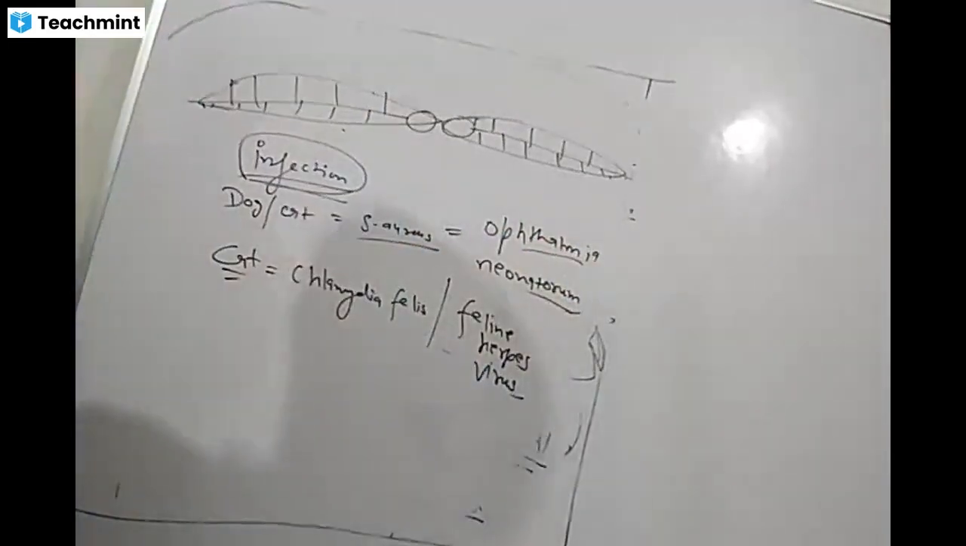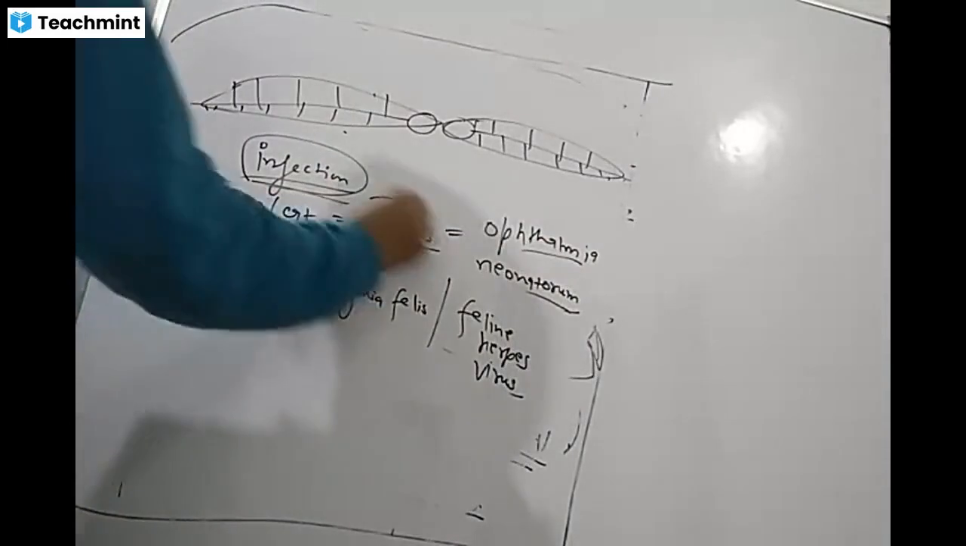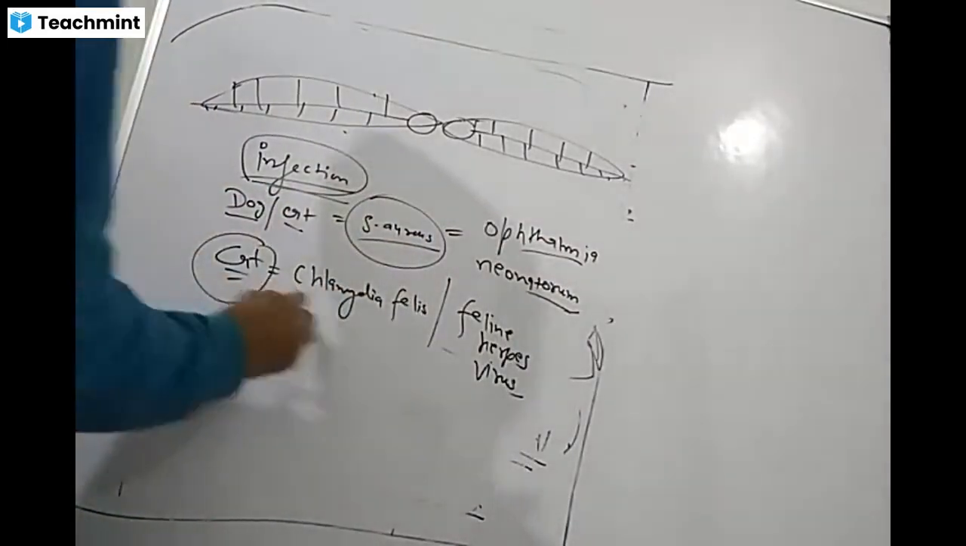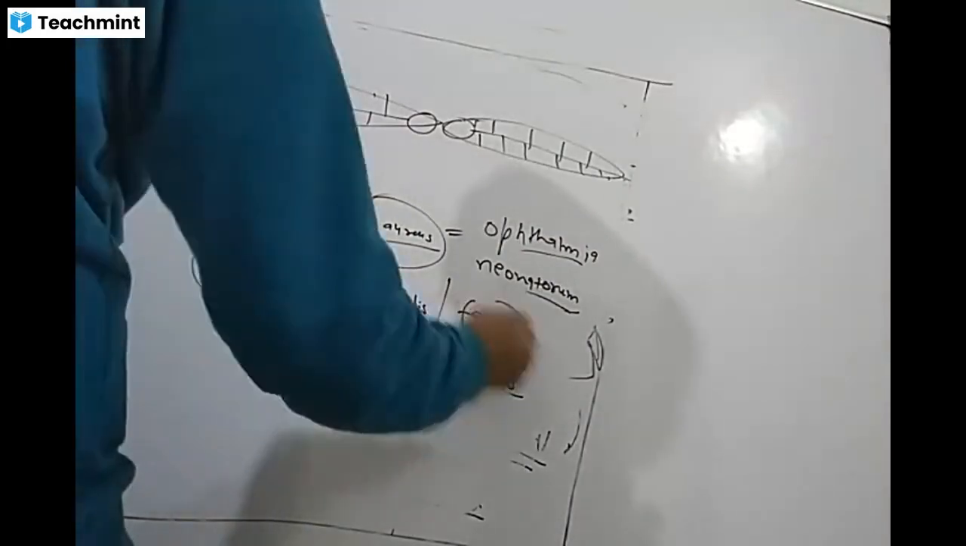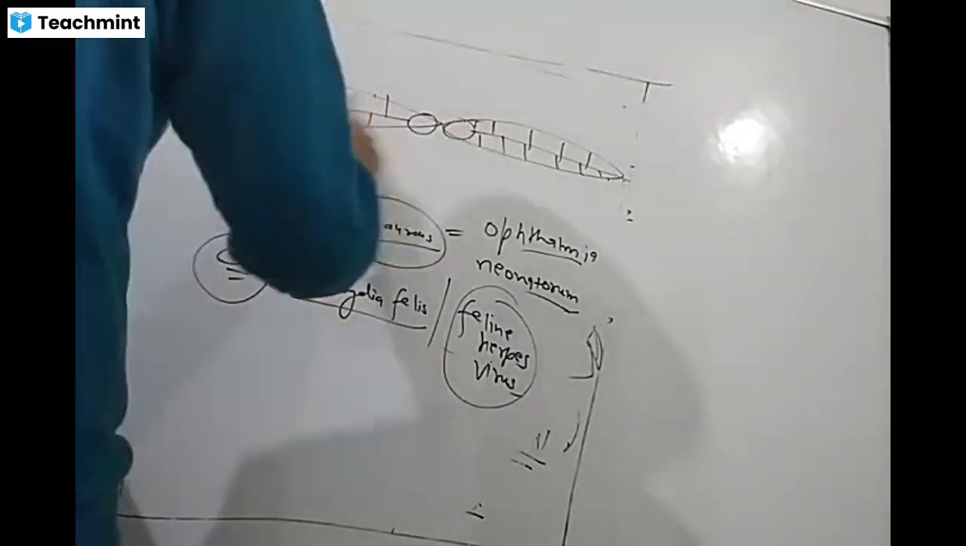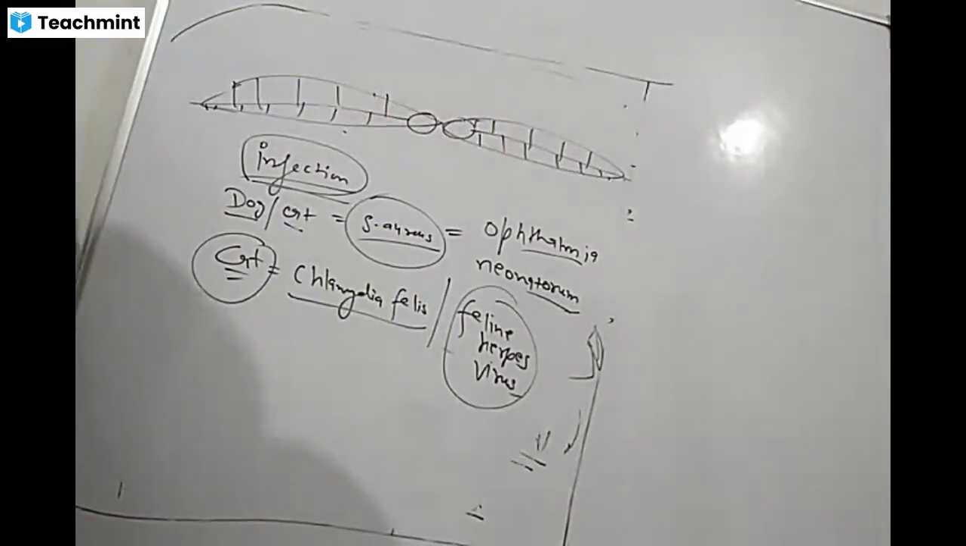ophthalmia neonatorum. In case of dog or cat, Staph aureus is more common. Only in case of cat, Chlamydia felis may be found or feline herpes infection may be there. That is the culprit for non-opening of these two eyes. That is called as ophthalmia neonatorum.